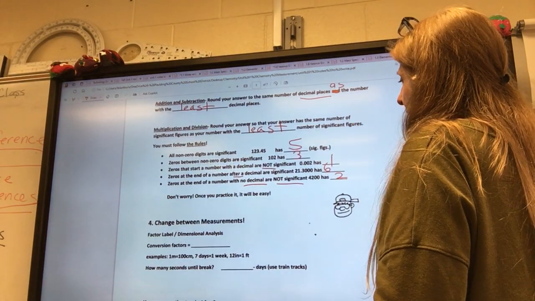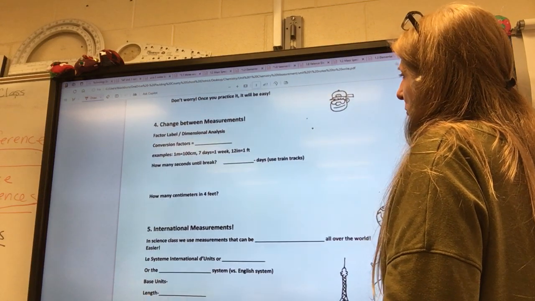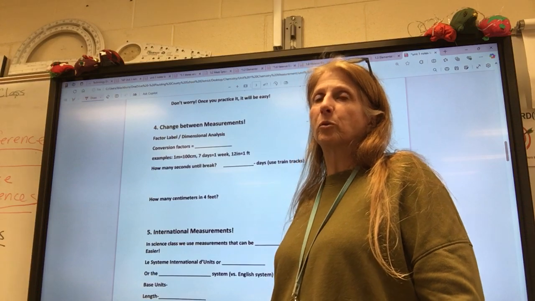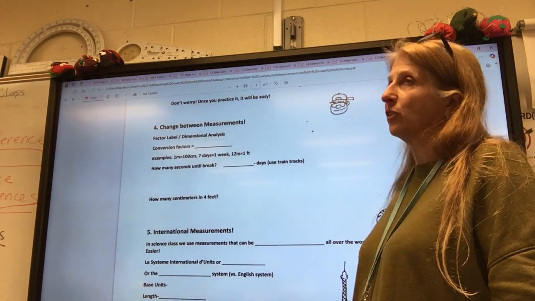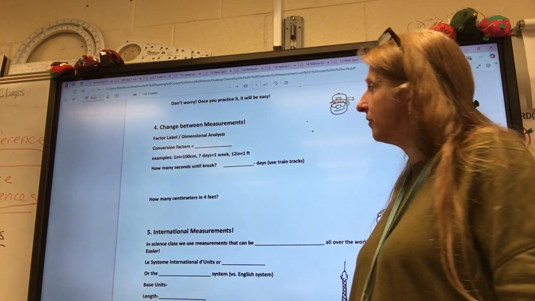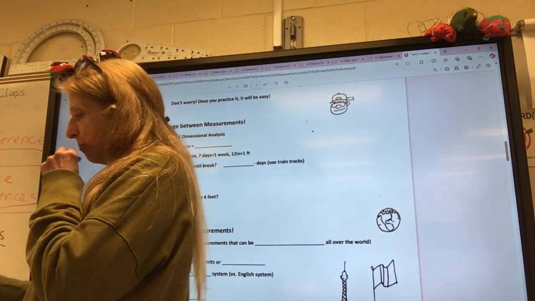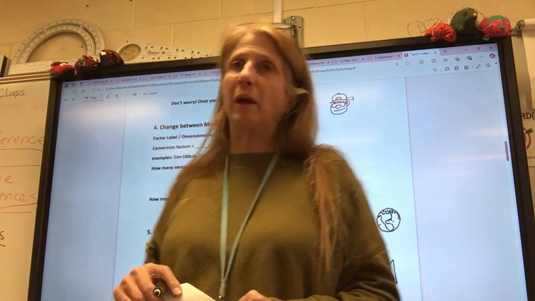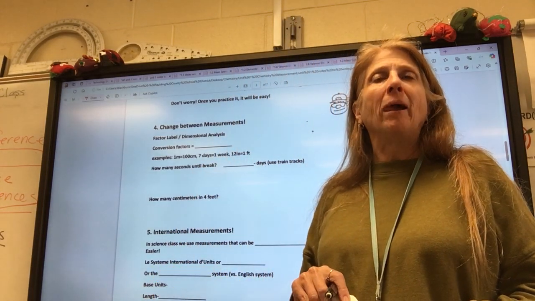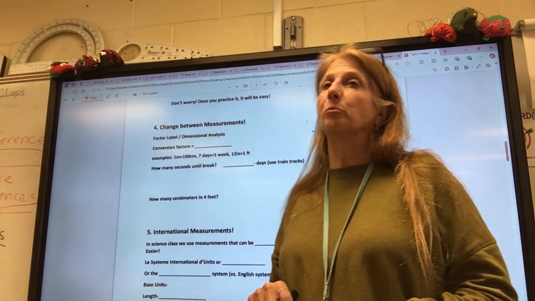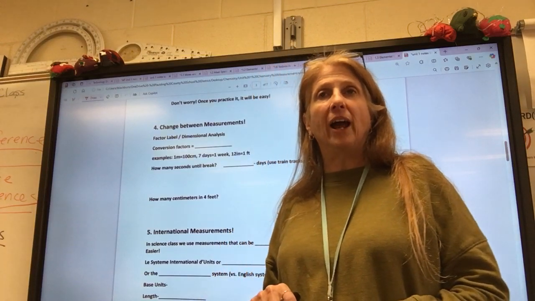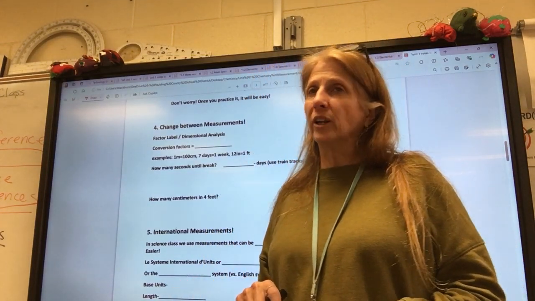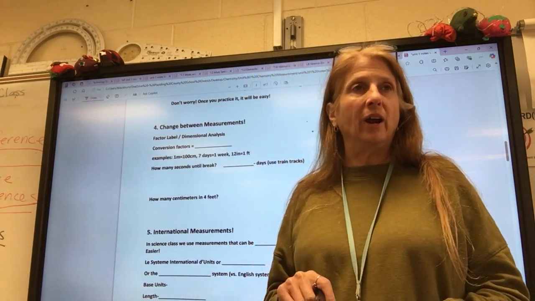Okay, next idea, changing between measurements. We're going to learn two different ways to change between measurements. The first one is called factor label or dimensional analysis. And how it works mathematically is using conversion factors. Conversion factors mathematically equal 1. If you have the same thing in the numerator and denominator of a fraction, it equals 1. 3 over 3 equals 1. A billion over a billion equals 1, right?